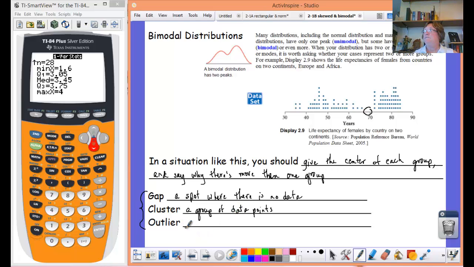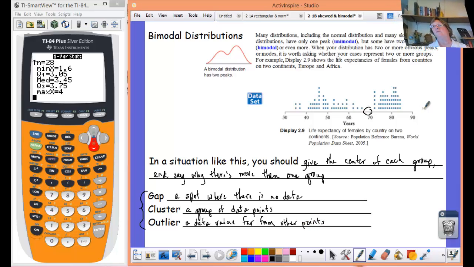An outlier is exactly what you would expect, a data value that's way bigger or way smaller than others. So it's a data value far from other points. And there is no outlier that you could point to in this distribution. But if you had somebody up here at 100, that'd be different, okay?